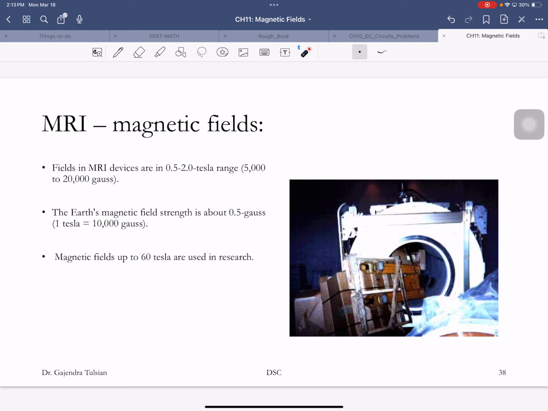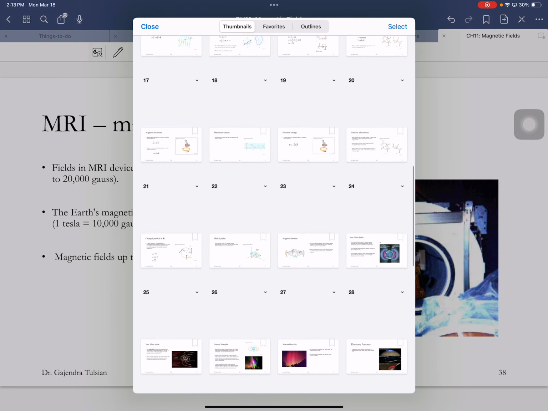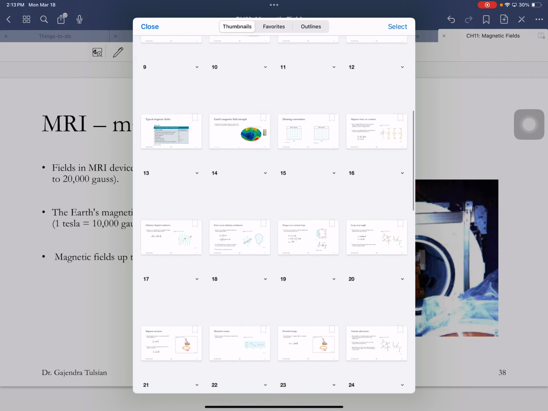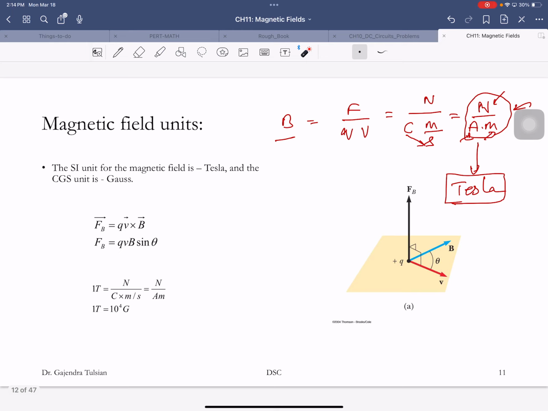All right, let's go back. A Tesla is a strong field, but that's the unit of the field. I think FSU has a National High Magnetic Field Lab, and they produce fields up to 100 Tesla.